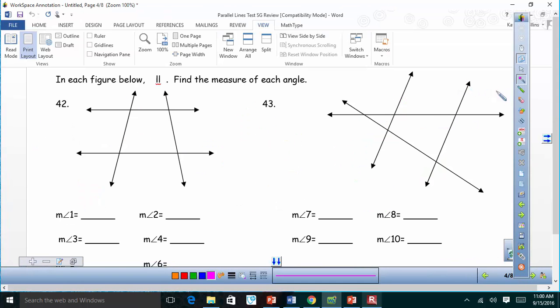Okay, and Felix, can I see that one more time? All right, now let's look at 42.